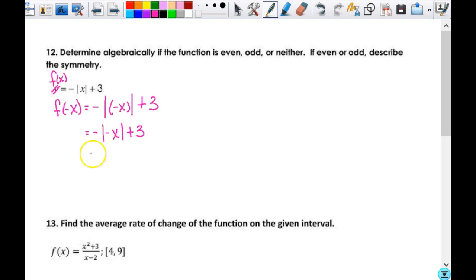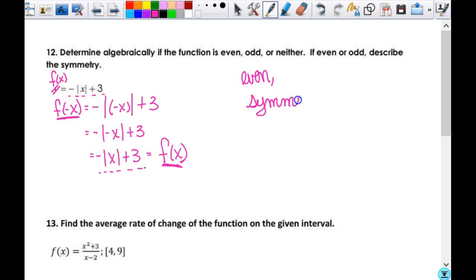Well, the absolute value of negative x is just x. That's equal to negative absolute value of x plus 3. Now that I have simplified it, this looks the same as this does right here, which means this equals f of x. I have to make that statement also, because you're saying f of negative x equals f of x through this trail of your process. Since that happens, that means that it is even and it is symmetric with respect to the y-axis, since it is even. Okay.